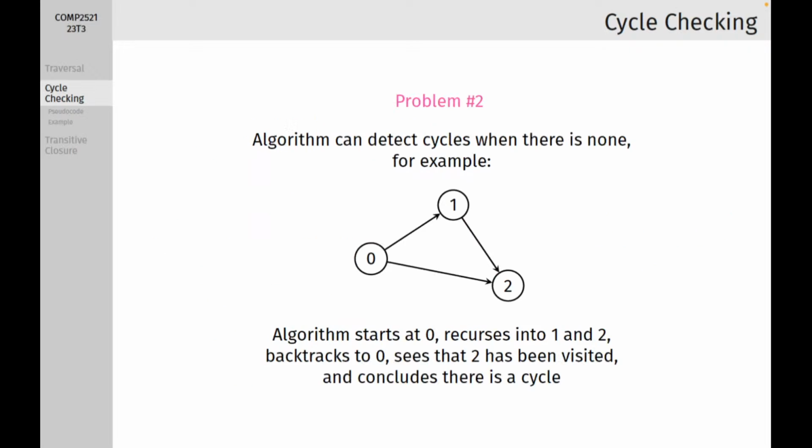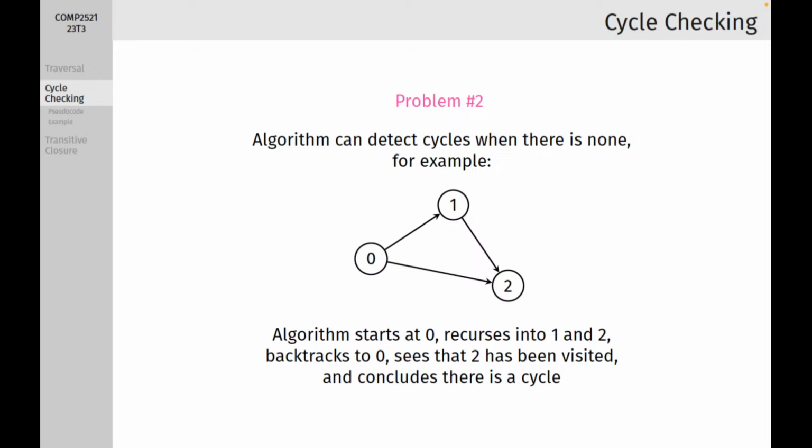And why does it not work? That's because there are some graphs where the algorithm can detect cycles when there isn't actually one. Right, so the example for that is this graph. So a very simple example where we have three vertices, 0, 1, and 2. 0 has an edge to 1, 1 has an edge to 2, and 0 has an edge to 2.